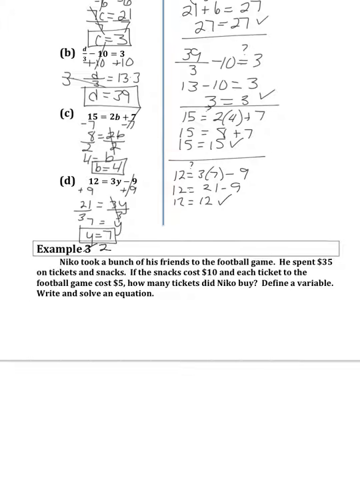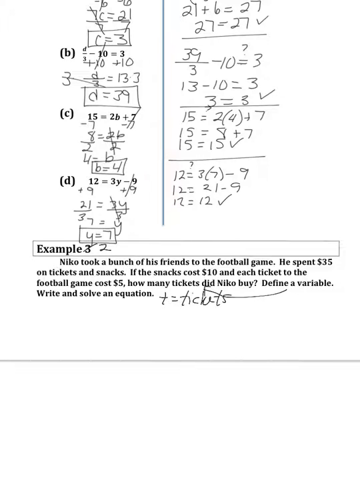So because we have to define our variable, first of all, we need to ask ourselves, what is the unknown? And usually that comes from the question that's stated previous. So it says, how many tickets did he buy? So we're going to need to identify the number of tickets. So I'm going to use the variable t for tickets.